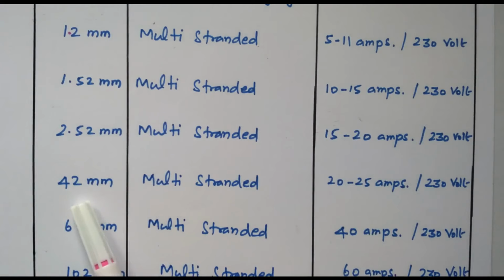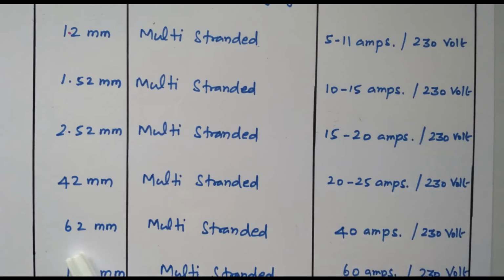Then 4 millimeter is also multi-stranded. Now see, from 2.5 it has increased to 4, so the current carrying capacity also increases to 20 to 25 amperes. It can carry up to a maximum of 20 to 25 ampere. The voltage remains the same, 230 volts.